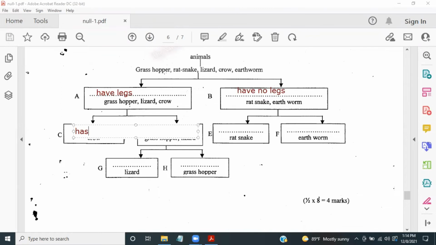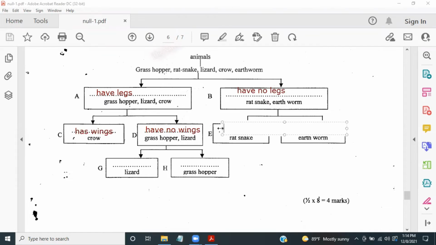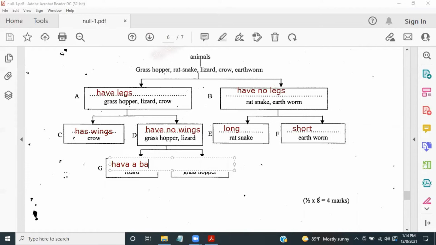Next, crow and grasshopper, lizard. Crow has wings. Grasshopper and lizard have no wings. Next one, rat snake and earthworm. Rat snake is long. Earthworm is short. Lizard and grasshopper. We can say lizard has a backbone. But grasshopper has no backbone.